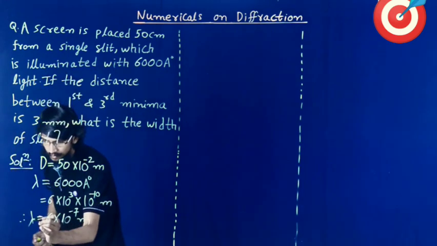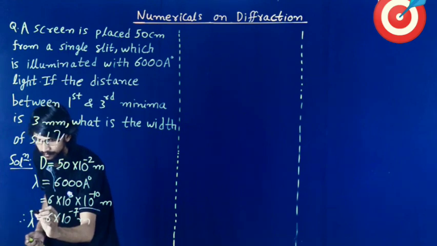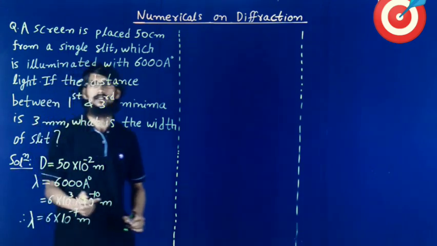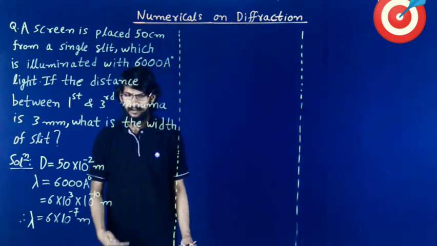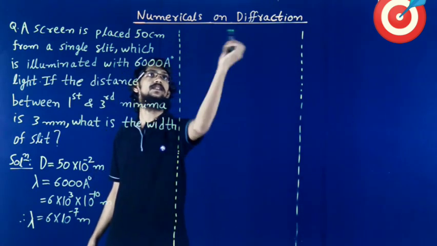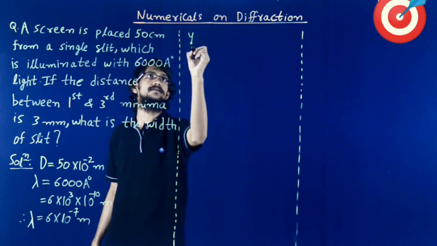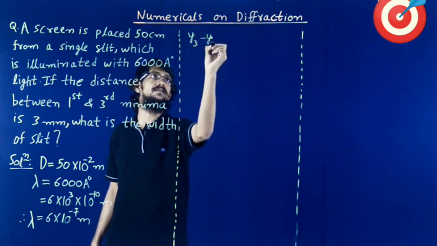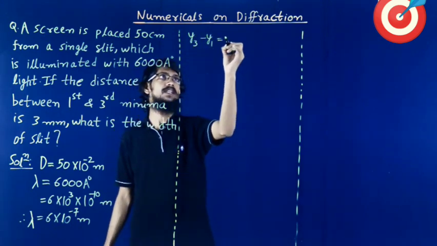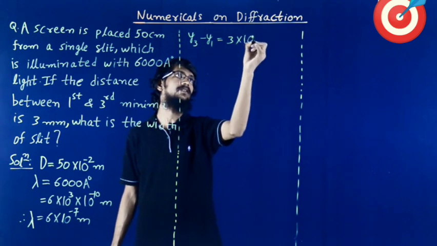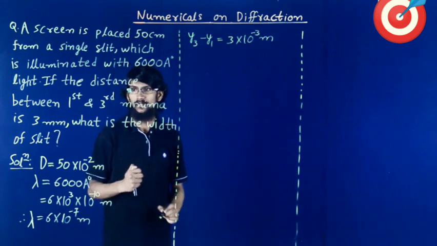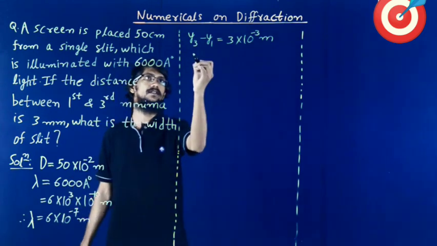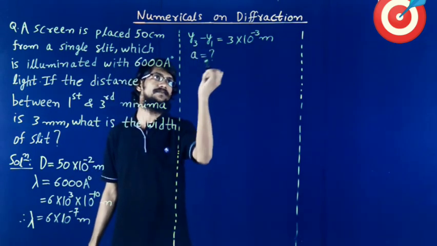Wavelength is given to us. What else is given to us is the distance between first and third minima is 3 mm. That is, y3 minus y1 is equal to 3 mm. We can write 3 into 10 raised to power minus 3 meter. And what is asked to us? What is the width of the slit? We need slit width A.